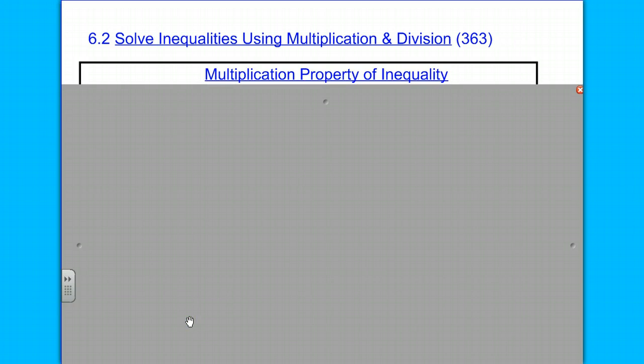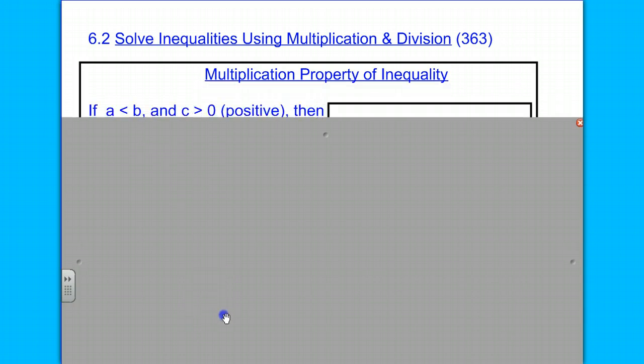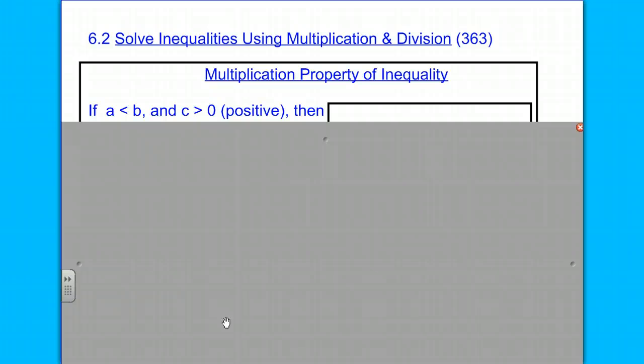We're in 6.2, solving inequalities with multiplication and division. So if we're going to show the multiplication property of inequality, what are we going to do to both sides? Multiply. It's the multiplication property, so we're going to multiply.